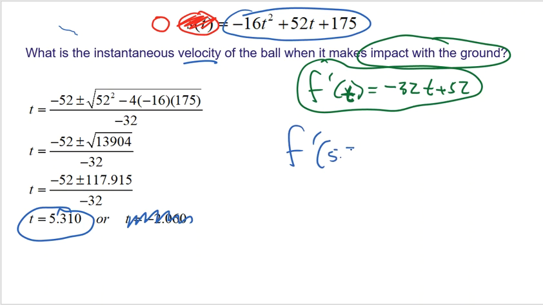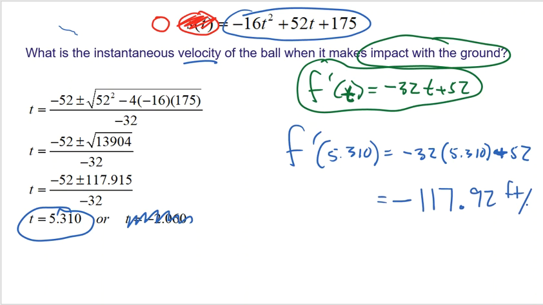So if I take 5.310 and I plug it into the derivative, or f prime of x, I get negative 32 times 5.310 plus 52. Sorry, I'm a little bit of a headache here. So negative 32 times 5.310 plus 52 is an instantaneous velocity of negative 117.92 feet per second. So why is it negative? Because the ball was coming down when it hit the ground. It wasn't coming up, it was coming down.